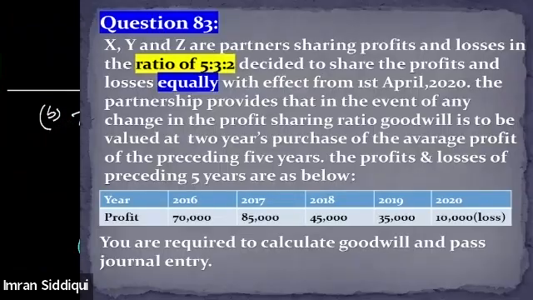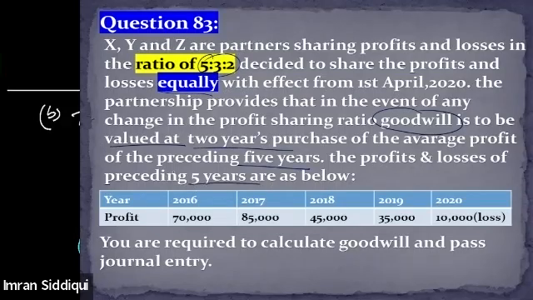Okay, now let's move to the next question. This one is also simple. It says that there are 3 partners again. Their profit sharing ratio is the same, 5:3:2. Now they have decided to share the profit and losses equally. With effect from 1st of April 2020, the partnership provides that in the event of any change in the PSR, goodwill is to be valued at 2 years purchase of the average profit of the preceding 5 years. The profit and loss of the preceding 5 years are given.